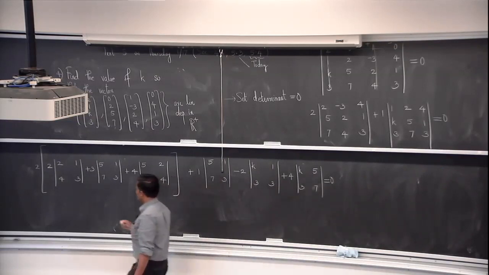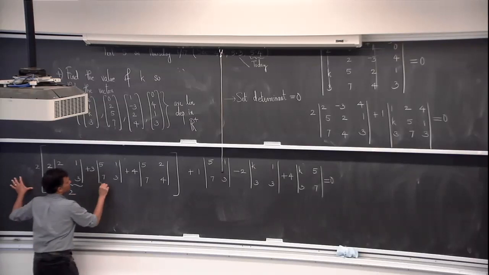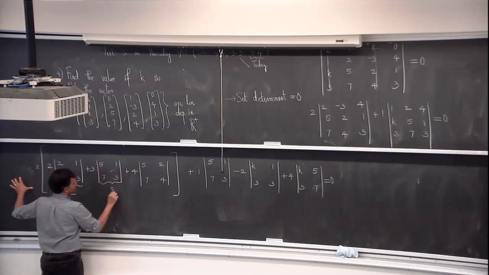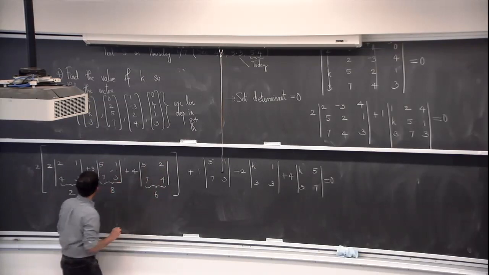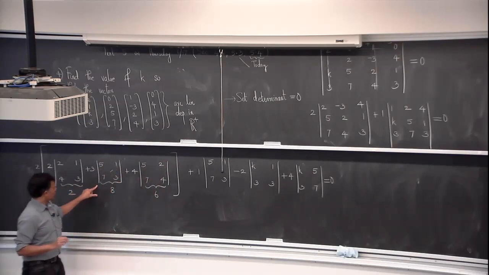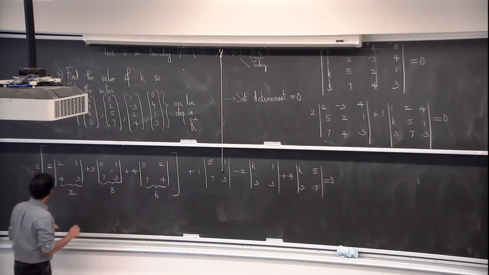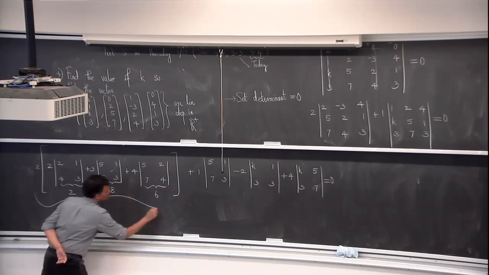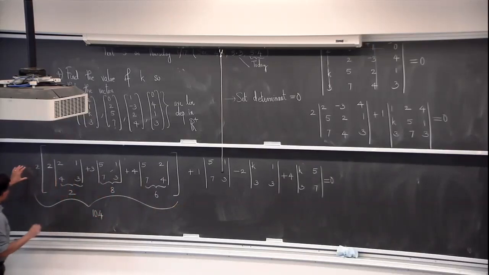Okay, let's clean up these 2 by 2s. This is going to be 6 minus 4, that is 2. This is 15 minus 7, which is 8. This is 20 minus 14, which is 6. So altogether we have 4 plus 24, 28 plus 24, which is 52 times 2, which is 104. That is including this 2.